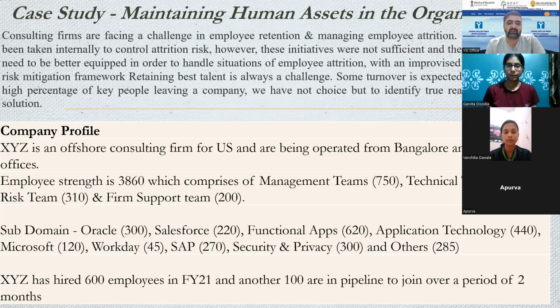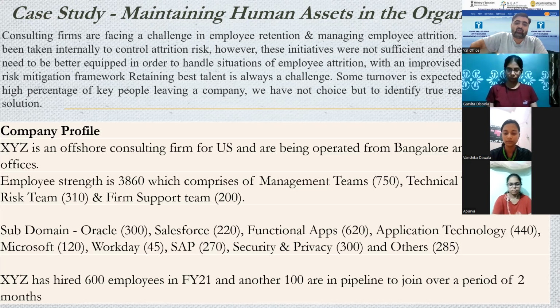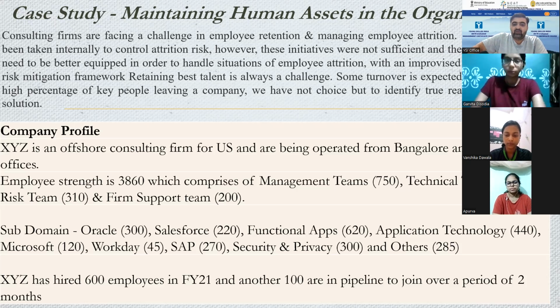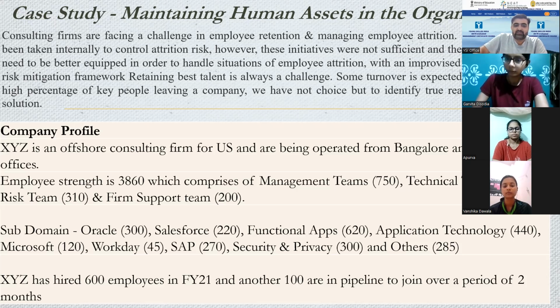there's a company called XYZ. It's a US firm and have their offices in Bangalore and Mumbai. The total employee strength is 3,860. कितना है? 3,860. Okay. उसमें 750 are management teams, 2,600 are technical teams, 310 is risk team, and 200 are firm support team. Okay, so this is the total number and distribution.